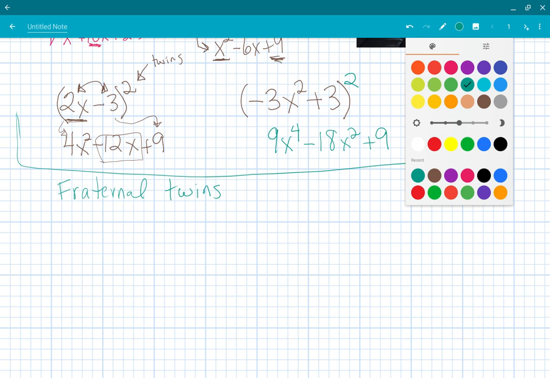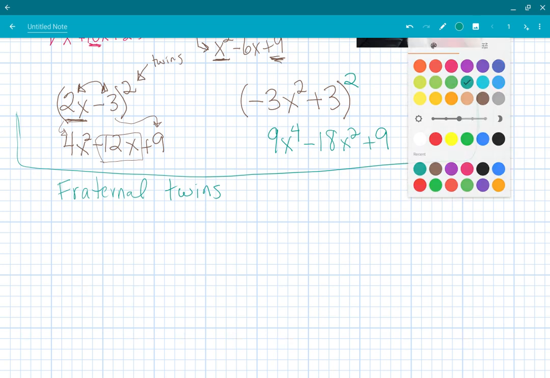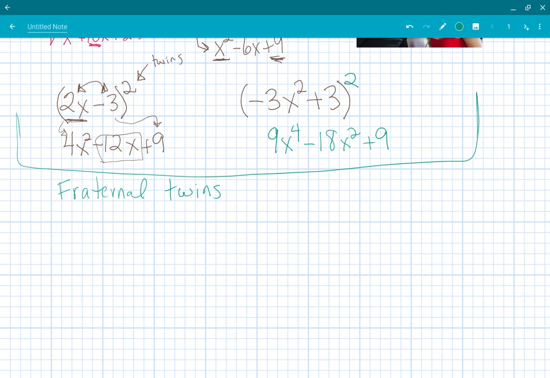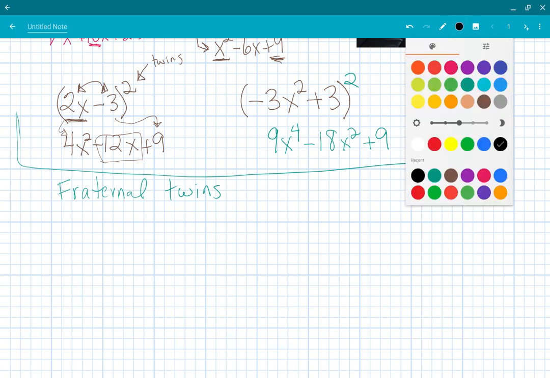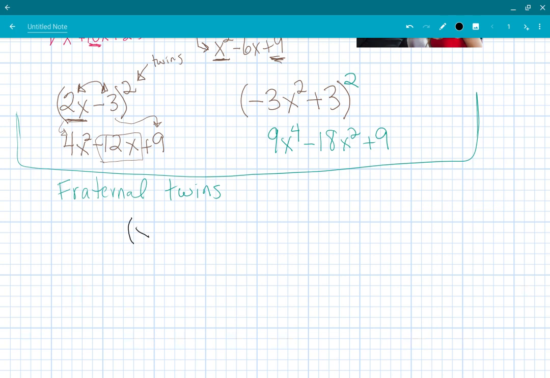All right, so here's a fraternal twins. They're kind of almost the same, but they're opposite. So they're not identical. And here's my example: x minus 7, x plus 7. Okay, so with fraternal twins, they're the same numbers, but one of the signs is opposite.